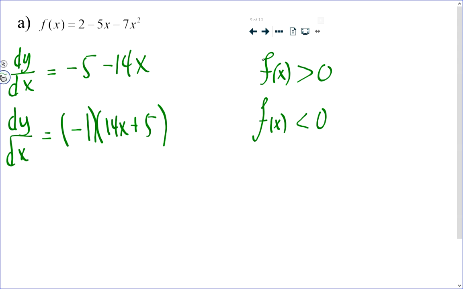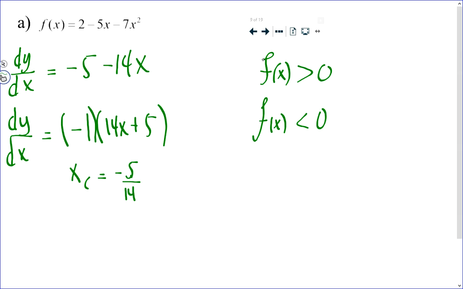Because I can then look and see that the critical numbers are negative 5 over 14. In fact, that's it. That's the only critical number. And just make a note to yourself that today, all of your critical numbers will be the ones where the derivative equals 0. You're not going to encounter derivatives being undefined until a little bit later in the course.